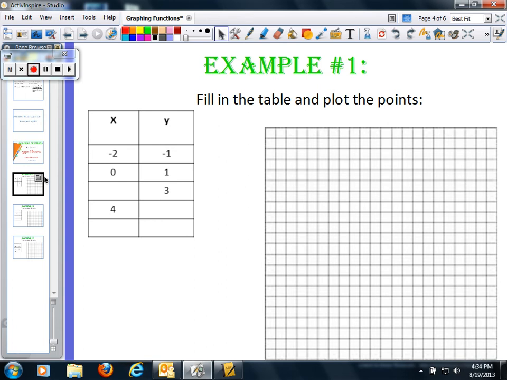The first thing we're going to do is look at the X values. And my board shut off, so let me get that turned back on. So we're going to look at the X values. And again, from Algebra 1, you should be able to remember this. The X values always go in the first row. This is also what we call the domain. We also call it the input. And we also call it the independent variable.